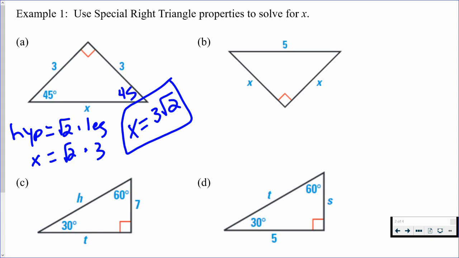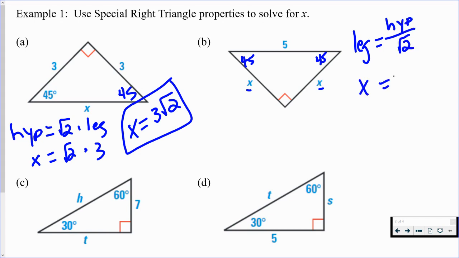Now for part B, again, we have a 45, 45, 90 triangle. It's not marked, but notice that the legs are marked congruent. They both have an X. So we know that these are both 45 degrees. So if we want to find X, which is a leg, we said that in order to get the leg, we would have to divide the hypotenuse by square root of 2.